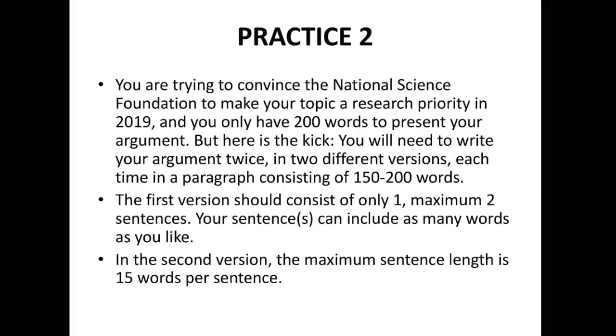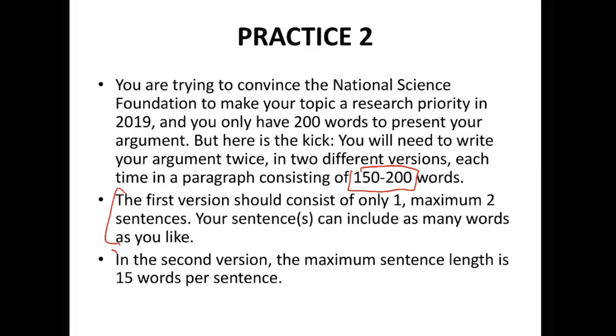I want you to write 2 versions. For the first version, I want you to use only 1, maximum 2 sentences. Your sentences can include as many words as you like. I want you to really think about 150 to 200 words, so your sentences in here have to be very long, right? I'm actually forcing you to do something that I don't think is good practice, but I want you to do that. So a maximum of 2 sentences explaining to an organization you want funding from why they should make your topic a research priority. You have to persuade them: why is your topic important? Just 2 sentences, but up to 150 to 200 words.